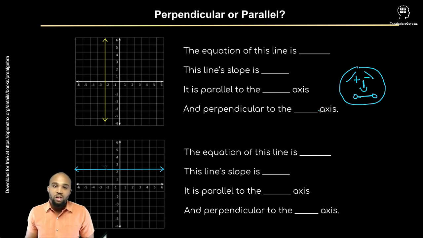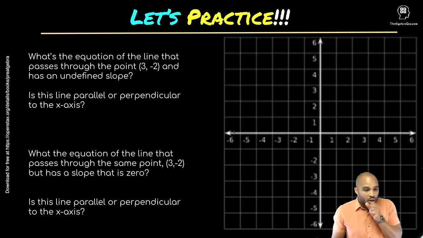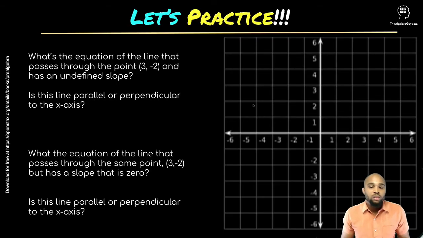So there's a ton of things that you can do in order to try to jog your memory on that. All right, let's write some equations so that we can see how it shows up on the test a little bit, and we'll close out with the STAR question. All right, so what's the equation of the line that passes through the point 3, -2 and has an undefined slope? So let's find 3, -2.